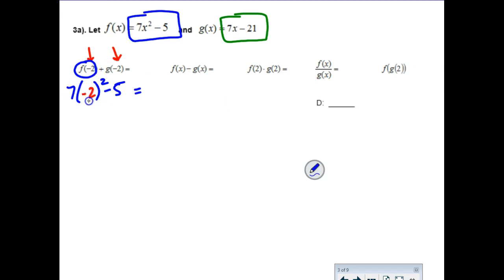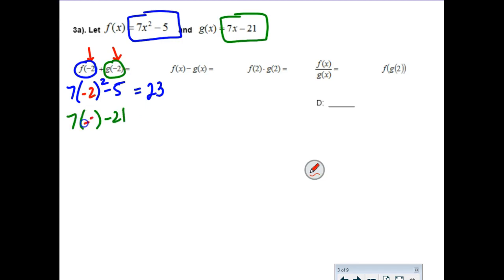Some of you tried to do this in the old noggin, and it kind of backfired because you multiplied before you did exponents, and that's not really how exponents and properties of exponents work. So let's see here. That's a 28 minus 5. That's a 23. And then the next thing they want you to do is function g, plug in a -2.